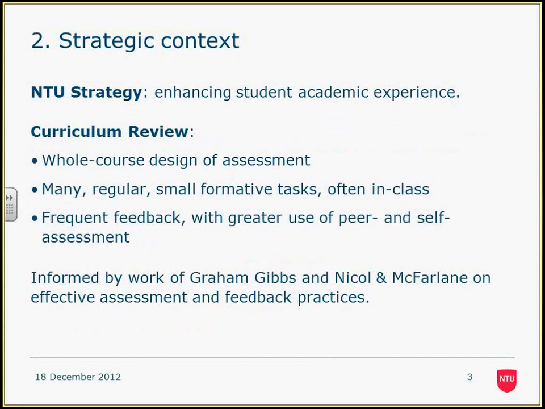One of the top-level NTU strategic aims at the moment is to enhance the student academic experience. This is off the back of NSS and other sources. TNS, that's something they need to work on. Curriculum review keys into that, and some of the things curriculum review mentions are more whole course design of assessment, better balance between formative and summative assessment tasks, and more frequent feedback with greater use of peer assessment and self-assessment. So you can see that CBA plays quite a big role in each of those things. So CBA is quite up there on the agenda from a strategic point of view.